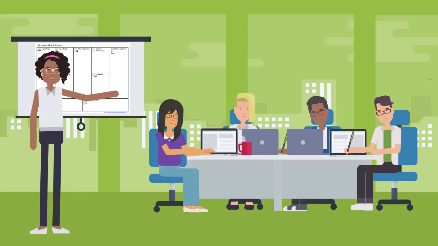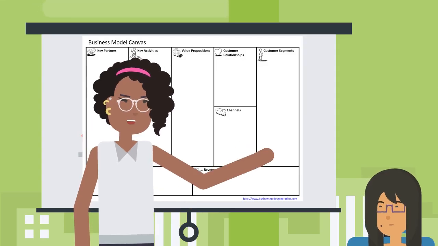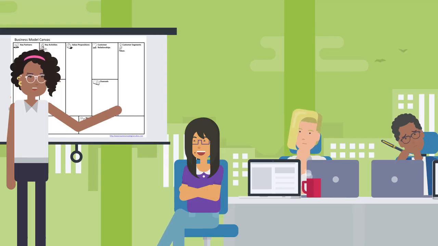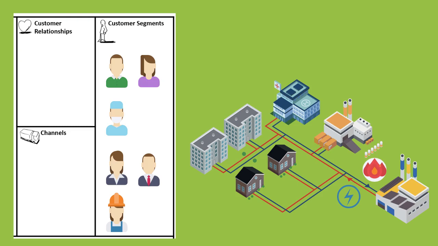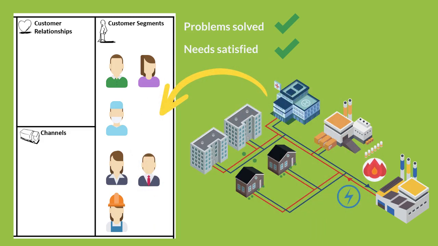Let's move to the value proposition. You need to describe the value that you deliver to each customer segment. This is a key point for the business to succeed. It describes what problems you solve for each segment and what needs you satisfy. This must answer the question: why will customers buy the energy from your company?